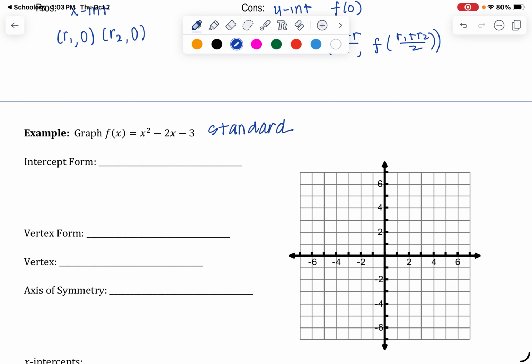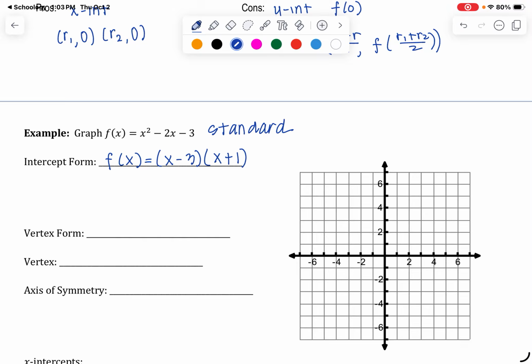Okay, so we have f of x equals, and then we're looking for two numbers that multiply to give us -3 and add to give us 2, which is -3 and 1. So that's x minus 3 times x plus 1. So that's factored form. And then we also want to get it in vertex form.